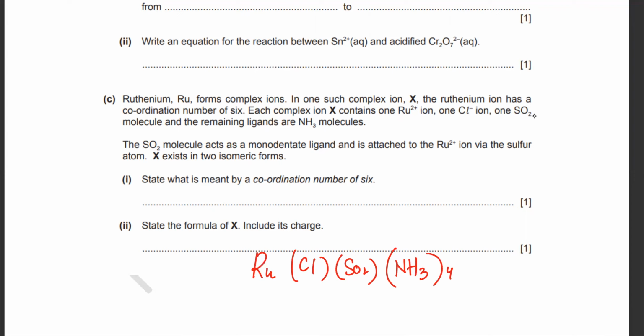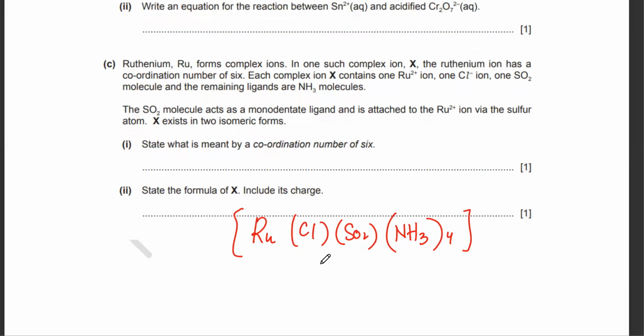It's going to be 4. You need 6 of them in total. He said it's one Ru, one Cl, and one SO2, so the ones attaching to the middle one from all sides would be 6 of them. One Cl, one SO2, and the rest, 4 NH3s.